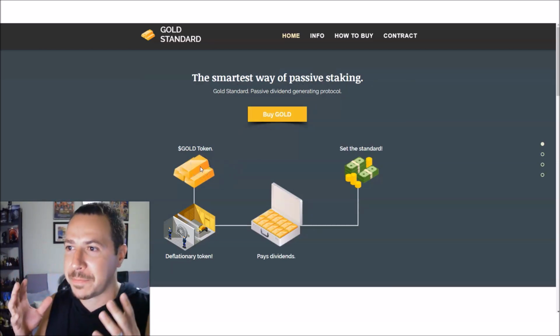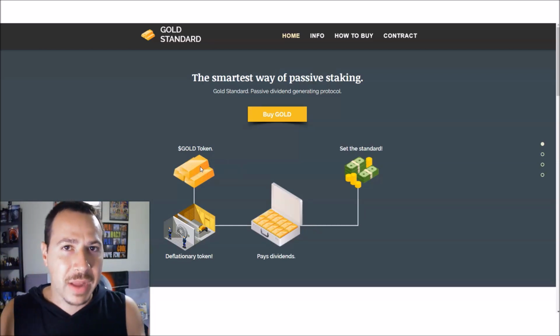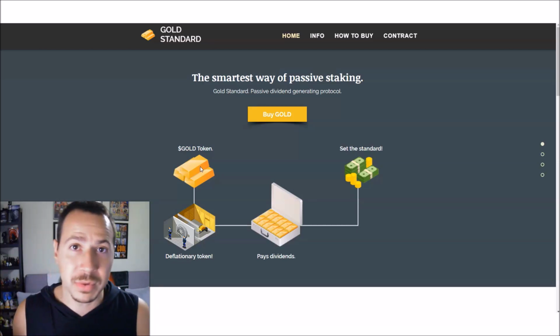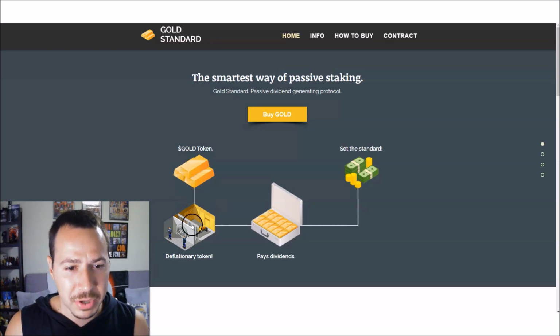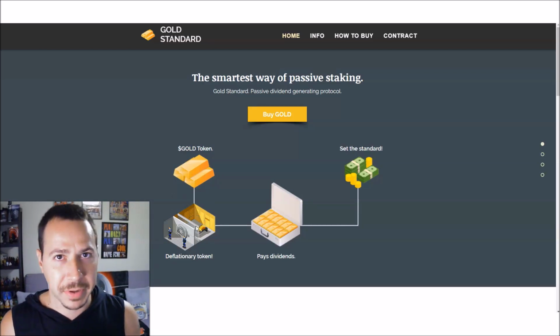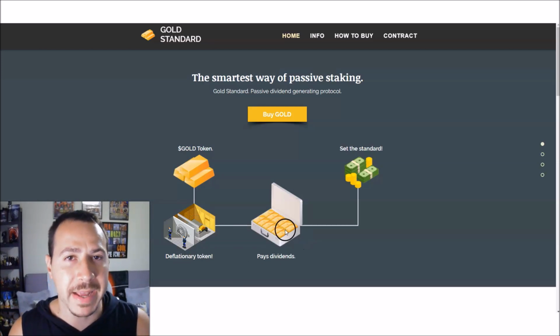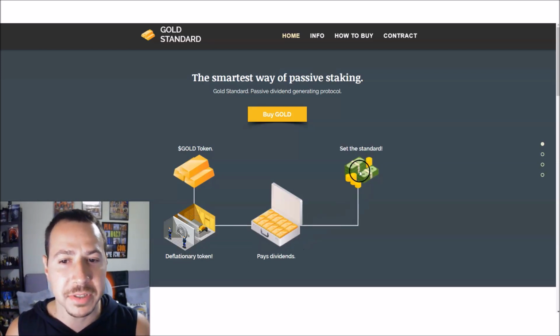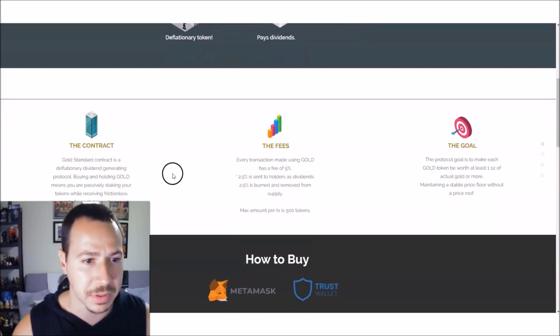So you know how there's real gold and it has a value just like the dollar. Well, now we have gold crypto. So if you like gold, you're definitely going to want to check this out. Know what I mean? So gold token is a deflationary token, meaning there's a limited supply. We'll get into that in a second. It pays you dividends. We're going to set the standard for money. Wait till I show you the chart with what's going on with it.